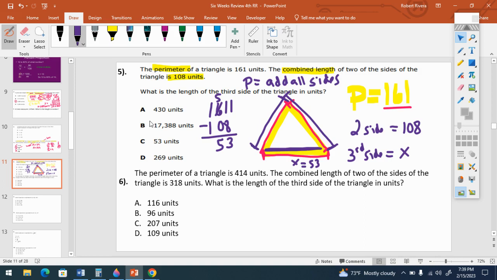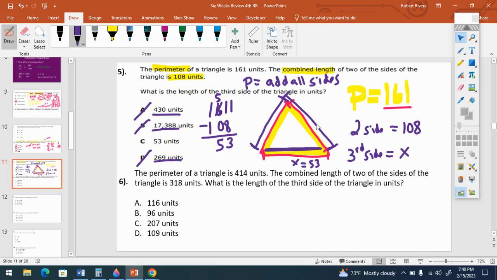I mean, letter B is dumb. It's going over the total. Letter A is dumb. It's going over the total. And even letter D is dumb. It's going over the total. So just by thinking logically and knowing that perimeter is adding all the three sides together, you know that the third side can't be more than the three sides together. So all of them are dumb just by doing that.